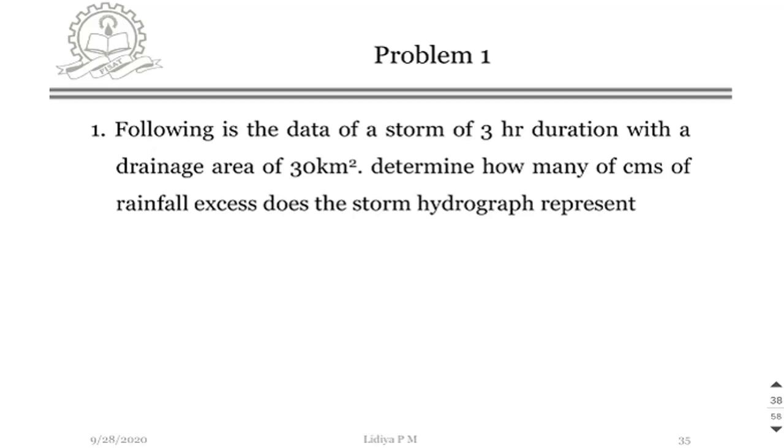Good morning all. Today we'll be discussing the problems of hydrograph. So first, go through the question. Following is the data of a storm of 3-hour duration with a drainage area of 30 kilometer square. Determine how many centimeters of rainfall excess the storm hydrograph represents.